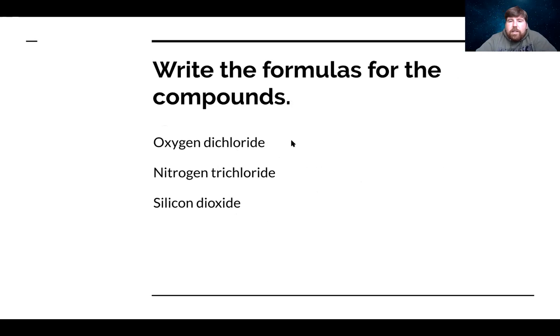So oxygen dichloride, we know that there's going to be 1 oxygen. And di is 2, so it's going to be OCl2. Nitrogen trichloride, so I didn't use a prefix for the first one, so it's going to be 1 nitrogen, and tri is 3, so it's NCl3. Silicon dioxide, silicon is Si, and di is 2, so SiO2. The prefixes always indicate the amount for the second one, and then the element is always going to end with the ide for the second one.